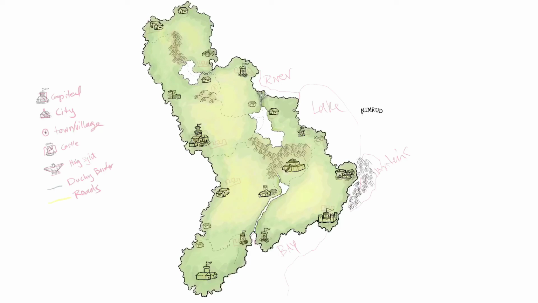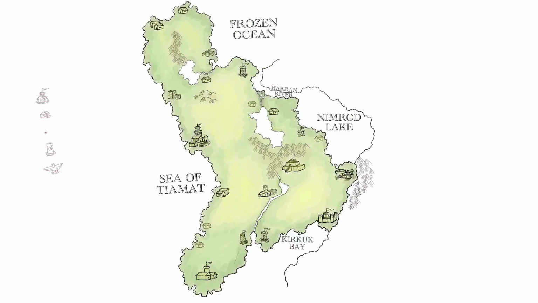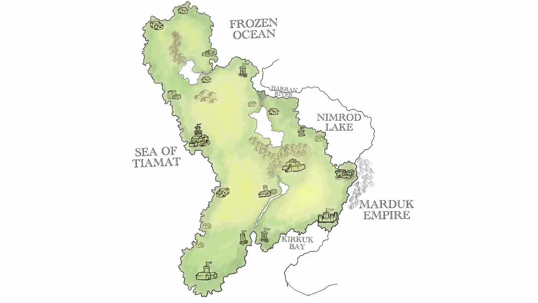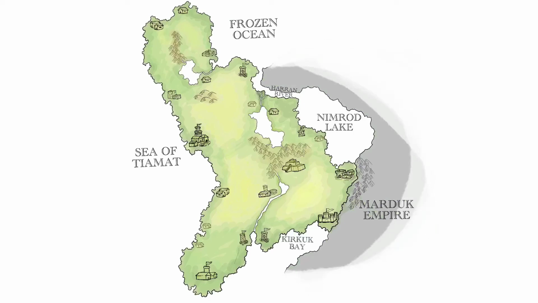And then here I'm adding the names of, for example, Nimrod Lake. You can see that these are all inspired by Mesopotamian deities, or themes. And then that's the neighboring state of Marduk, the Empire of Marduk, which was one of the top gods over there.